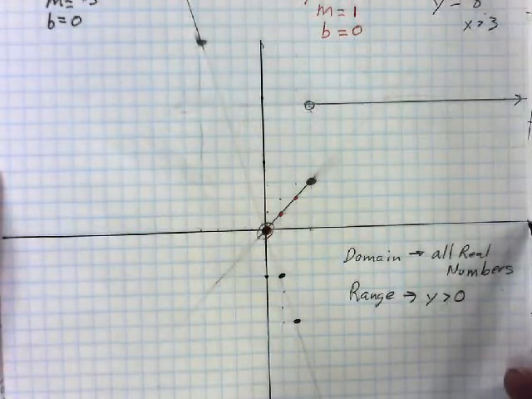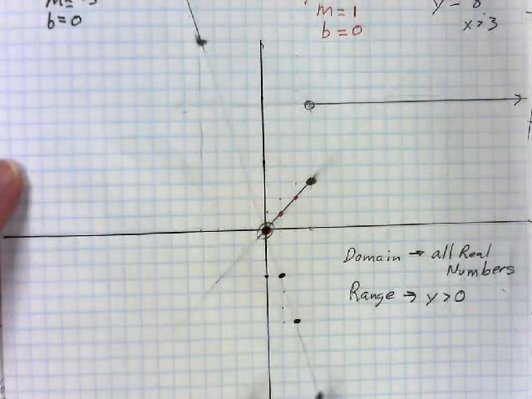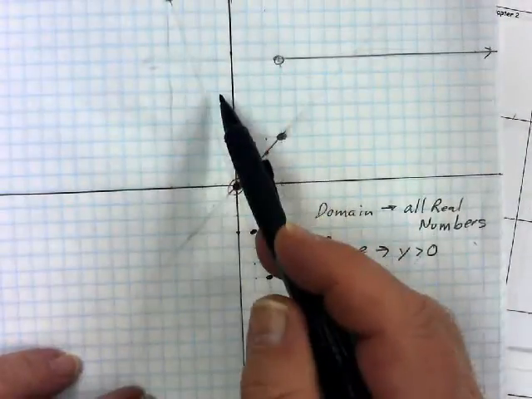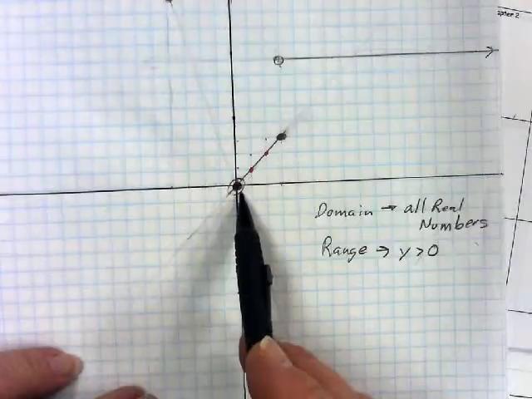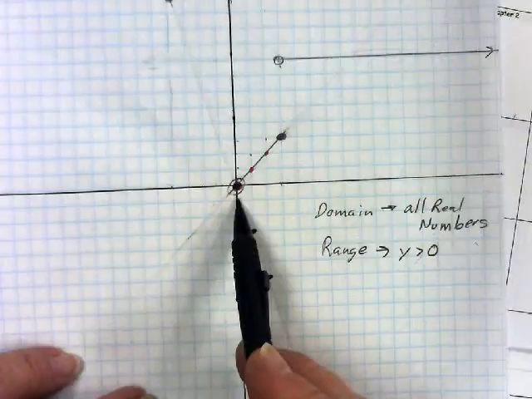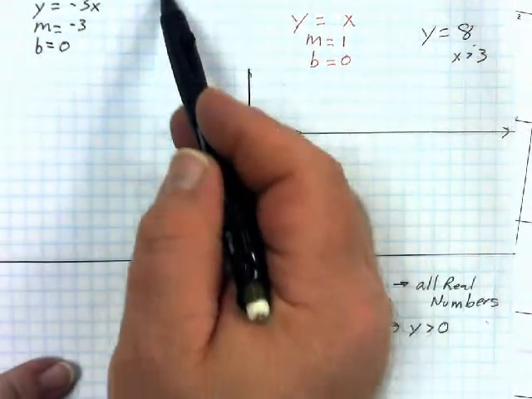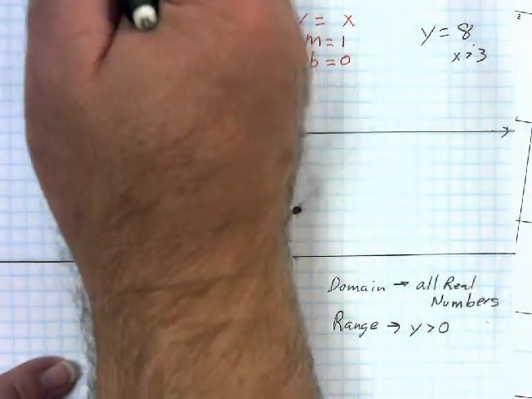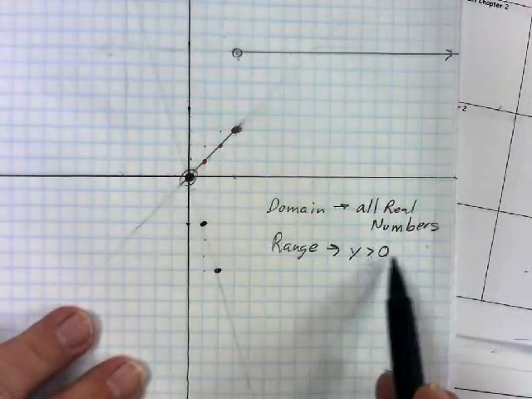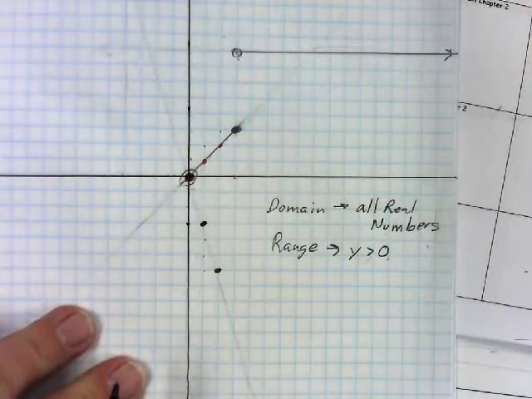On my range, which is the y values from what I have graphed, isn't 0 the smallest y? Right? 0 is the smallest y. Where's my largest y? Won't this keep going up and climbing up on the y-axis? So my smallest one would be 0 and it goes on forever. Y would be greater than 0. Okay? All righty.